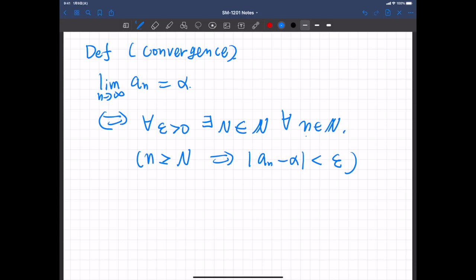Here we are assuming epsilon is a real number, so it can be any real number, however small or however large. If it is large, it is very easy to satisfy this inequality. But if epsilon is very small, then it is very hard or maybe impossible to satisfy this inequality unless this sequence converges to alpha. So this is the precise definition of convergence.